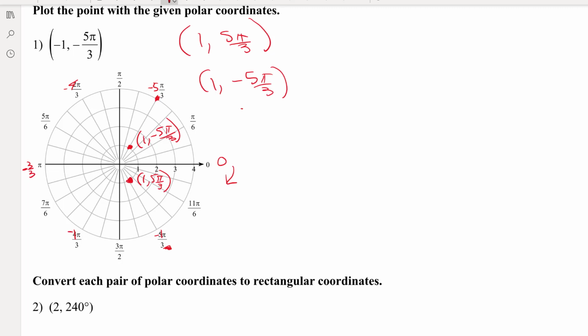All right, and then lastly, if the radius is -1 and the angle is negative 5 pi thirds, well, we have found negative 5 pi thirds. This is negative 5 pi thirds. But when we have the radius of 1, we follow that down and we find the radius of -1. So this right here is -1, negative 5 pi thirds.